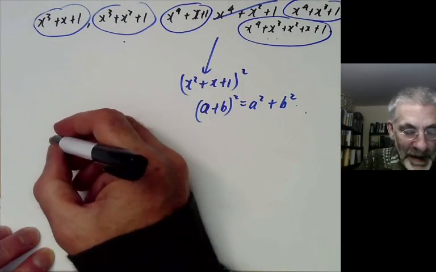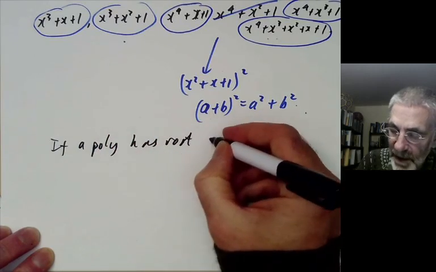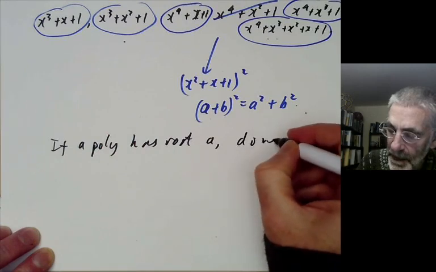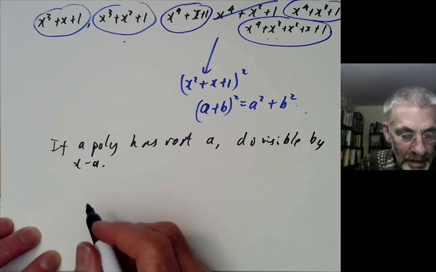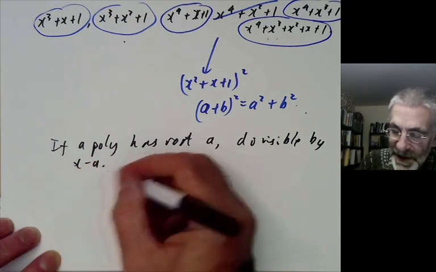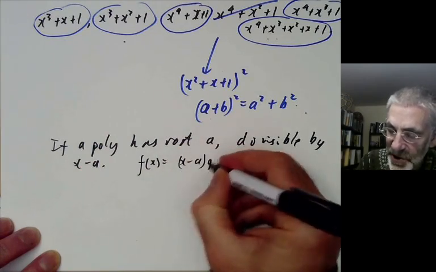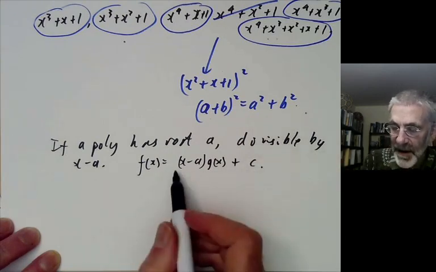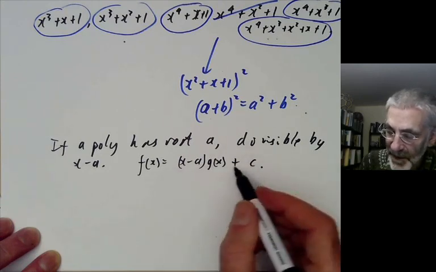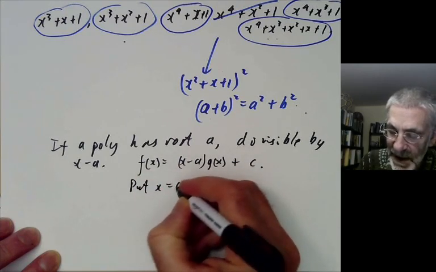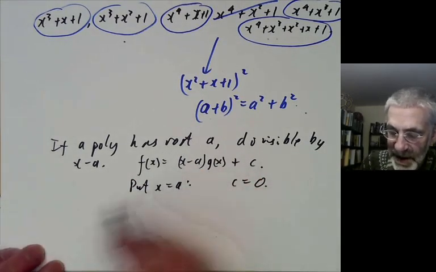Next we recall that if a polynomial has a root a, it's divisible by x minus a. And to do this, you recall we write f of x is equal to x minus a times g of x plus some constant. So we're just dividing f of x by x minus a and getting a remainder. And now we just put x equals a, and we find that c is equal to 0, so f is equal to g of x times x minus a.